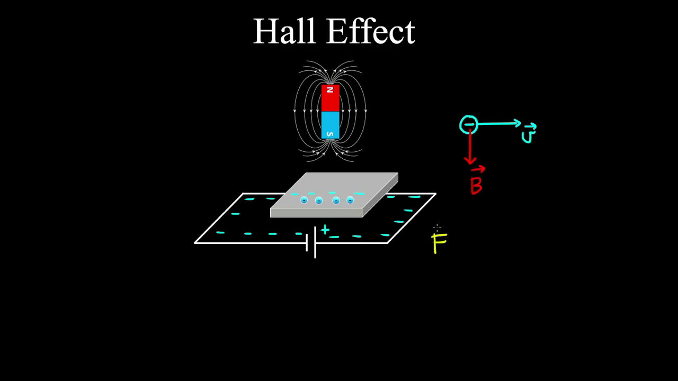So recall the magnetic force is equal to the charge by the cross product between the velocity vector and the magnetic field vector. Using the right hand rule, if you curl your fingers from the velocity vector to the magnetic field vector, then the resulting vector would point into the screen. But given that the charge of an electron is negative, the resulting magnetic force points out of the screen.